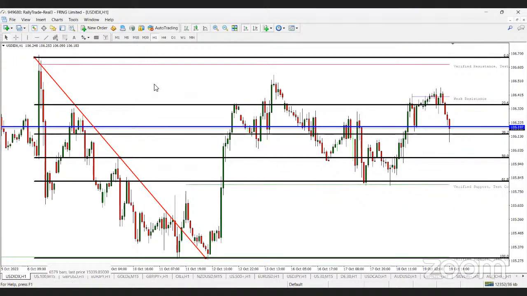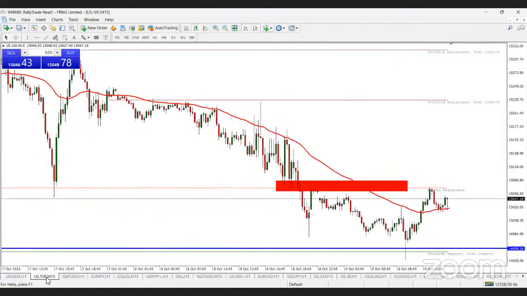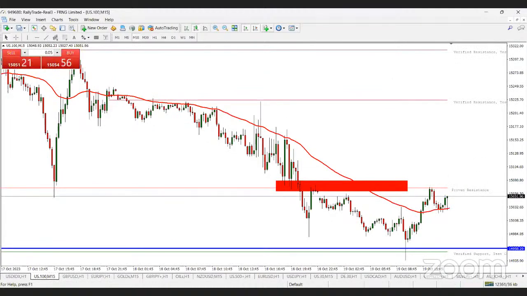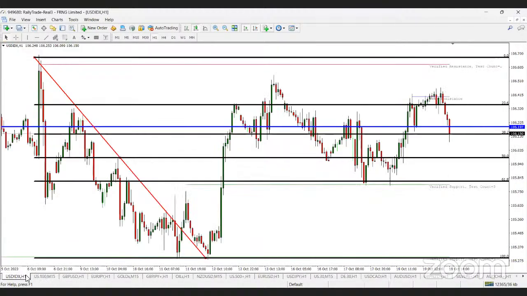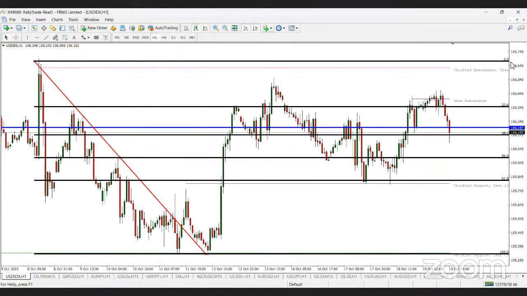Oh, okay. And the dollar seems to be finding a bit of strength, but right now it's pushing down. Look at US 100. Dollar is pushing down. Let's see. Well, if the dollar can break below this 38.2, then we'll watch and we'll see what it does.